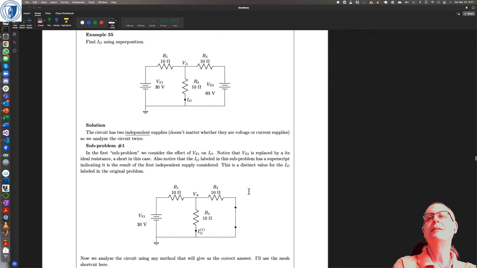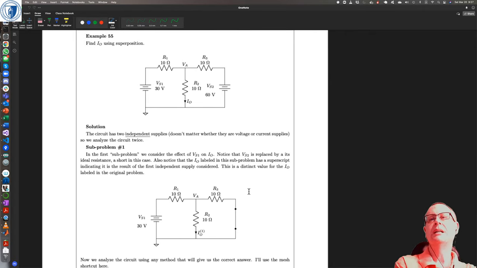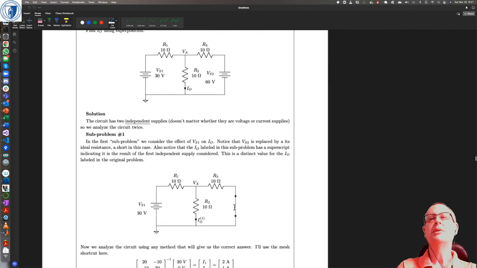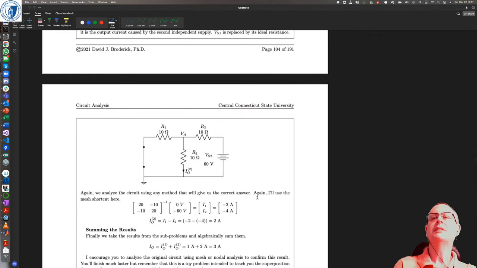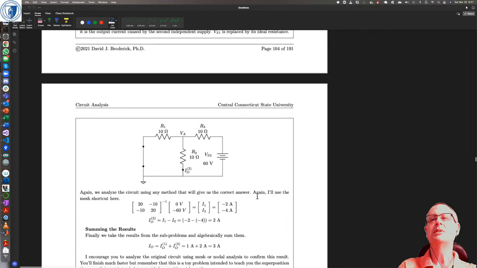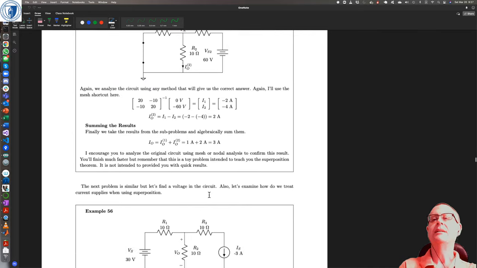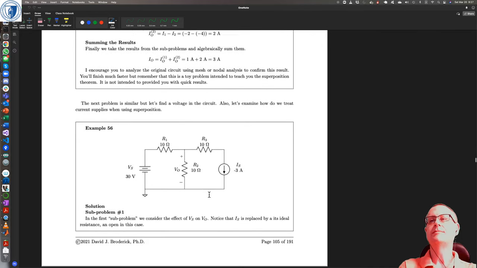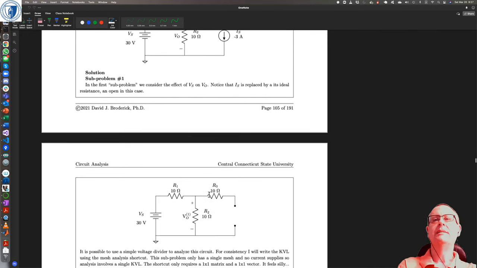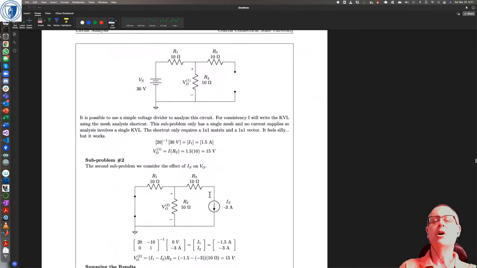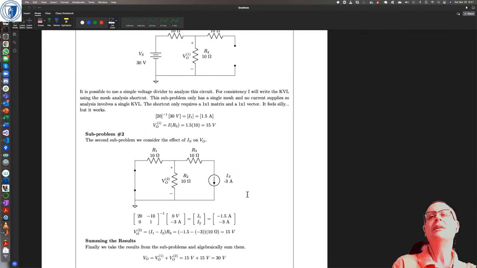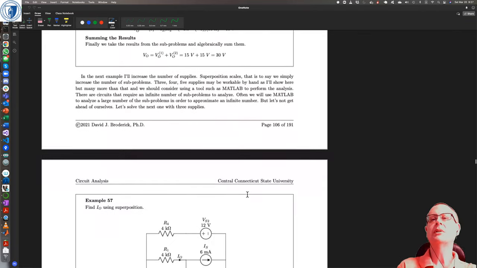So again, the aim is to replace each battery source with a wire and solve it, and then replace the other battery source with a wire and solve it, and then get the answer. And now we replace IS with an open circuit, then replace VS with a short circuit.